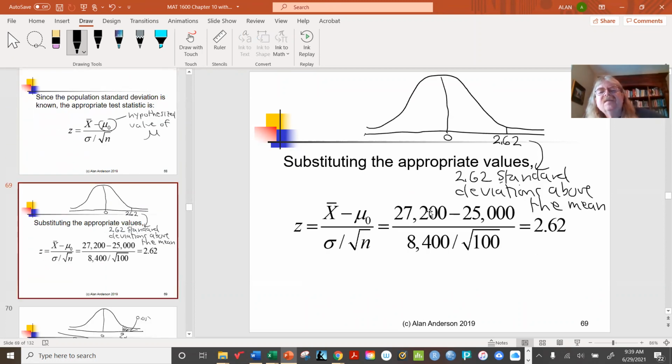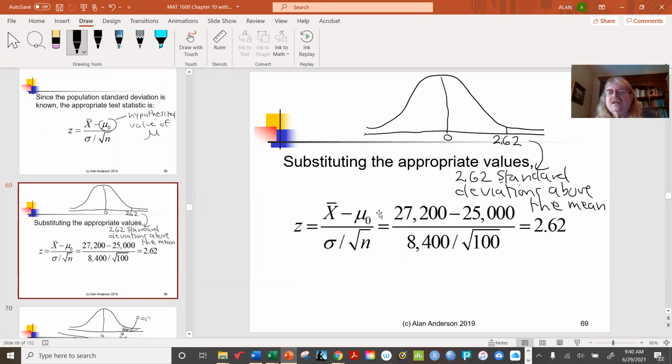Okay, so remember, the sample mean was 27,200. The hypothesized mean was 25,000. The population standard deviation is 8,400. The sample size is 100. And when all the dust settles, you've got a test statistic of 2.62. Now, 2.62 is pretty far above the mean. Already, we're kind of suspicious that we may be rejecting this null hypothesis, but let's prove it.